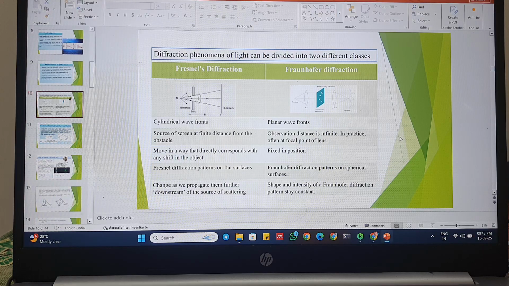In the next class we will discuss Fraunhofer diffraction due to a single slit.